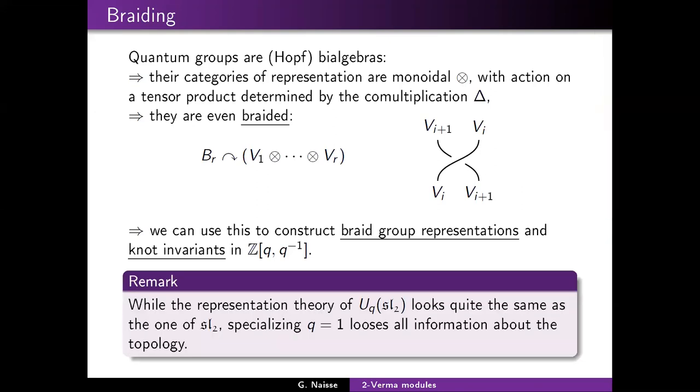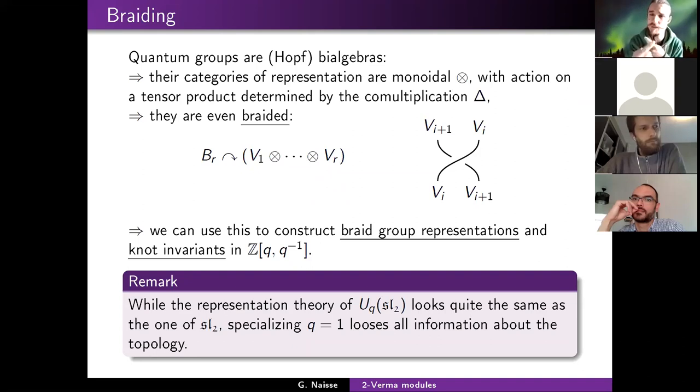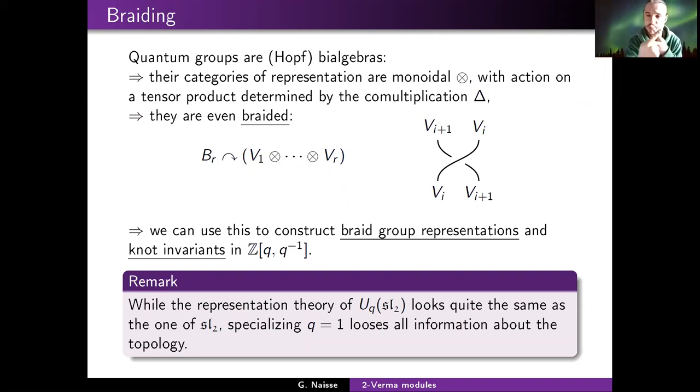Now, here is a small remark: the representation theory of quantum SL2 basically looks the same as for classical SL2, do not take this too precisely, but basically. Now the thing is, if you specialize Q to one, so if you go back to the usual SL2 and not the quantum deformation, you will lose all information about the topology. So you will not be able to see the difference between, say, an undercrossing and an overcrossing. And so that's why quantum groups are more interesting for topology than the usual Lie algebra.